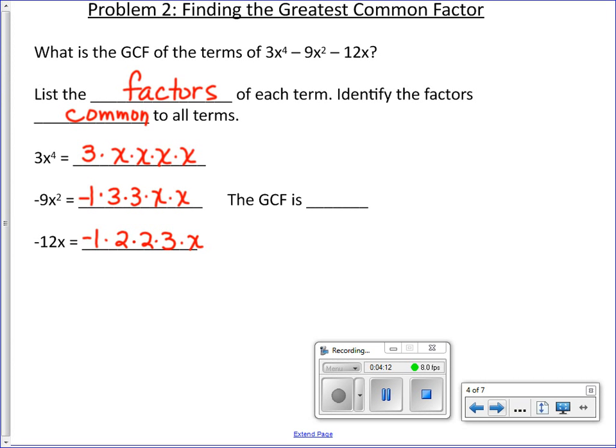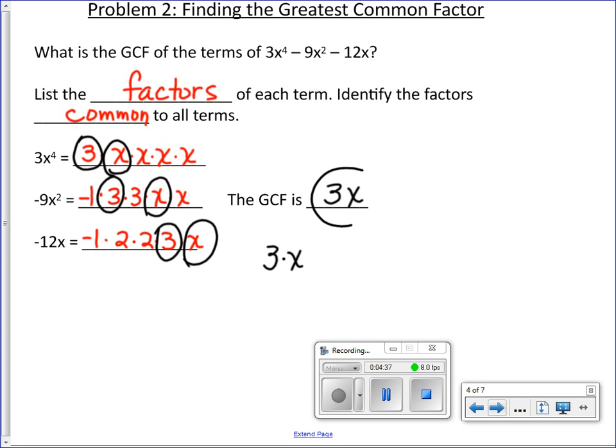So let's circle the factors that are common to each. I have a 3 in each term. I also see an x in each term, and that's it. There are no other common factors. So our greatest common factor is 3 times x, or simply 3x.